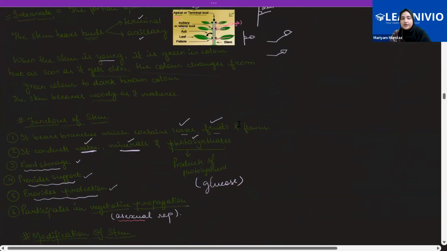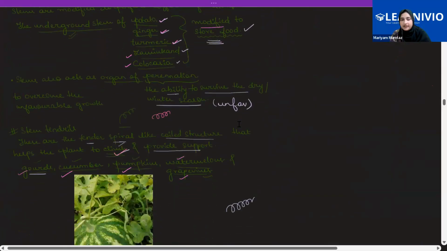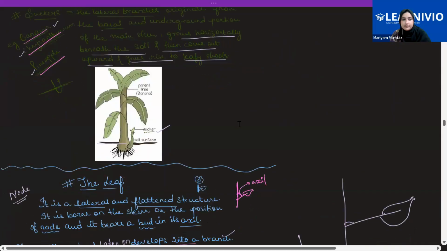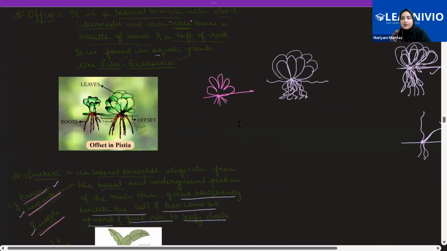So in the previous class, we also talked about the stem, the modifications of the stem, right? So today we have to start with the leaf.